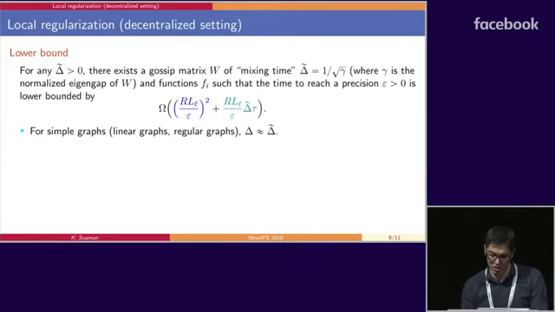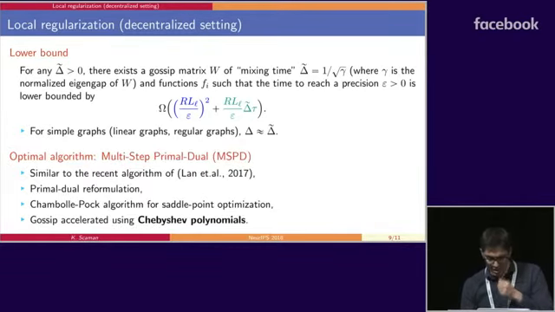This is the lower bound, and you can see that here, basically it's the same as the global regularization setting, where we replace the global Lipschitz constant by the local Lipschitz constant, and the diameter of the network by this sort of mixing time, delta tilde. Which is actually in a lot of networks very closely related to the diameter of the network. Okay, and we use an algorithm that we call multi-step primal dual, and this is similar to a recent paper of Lan and his co-authors in 2017.